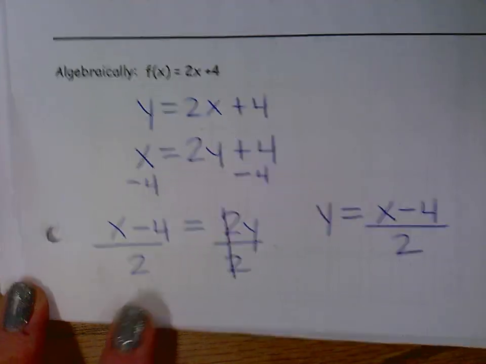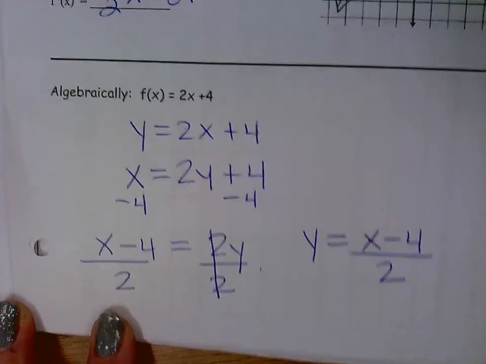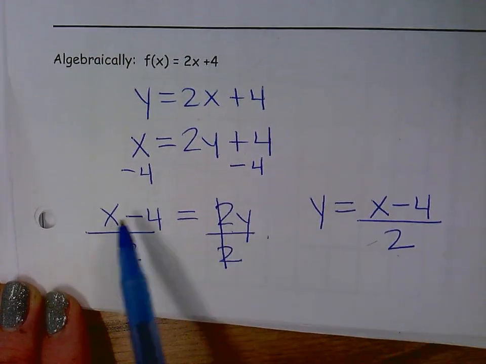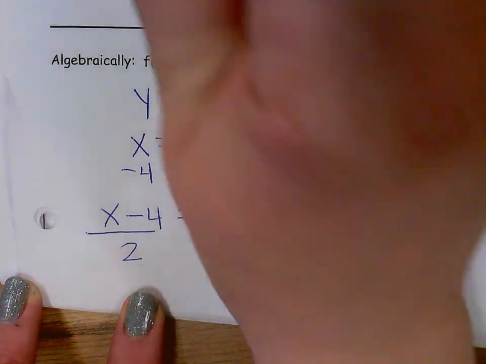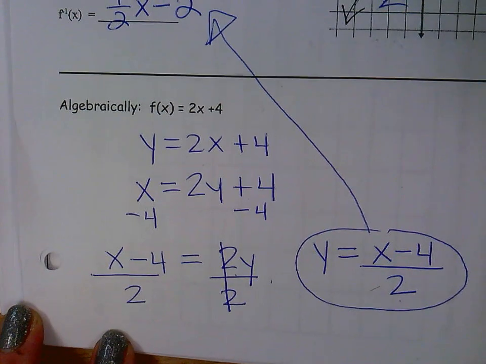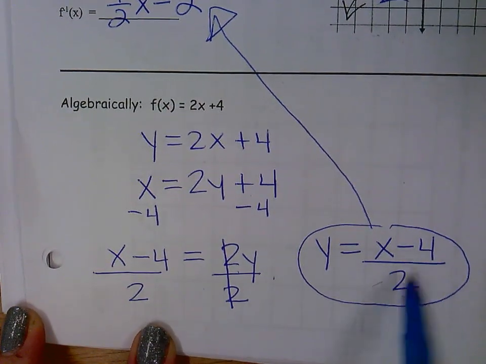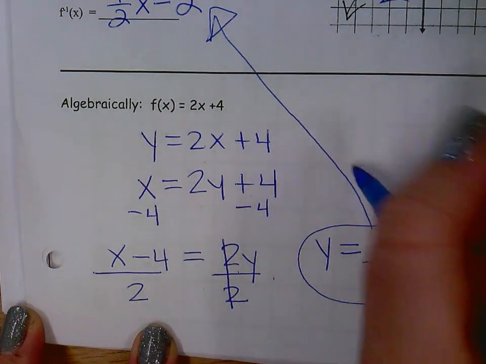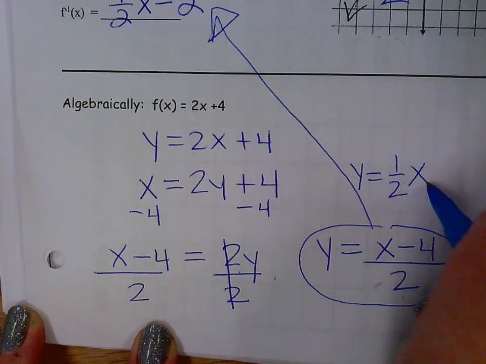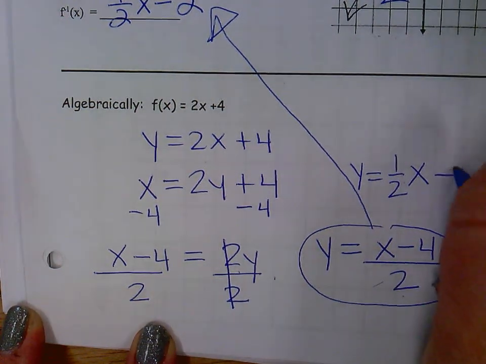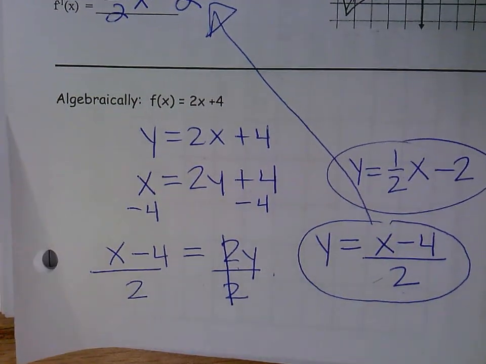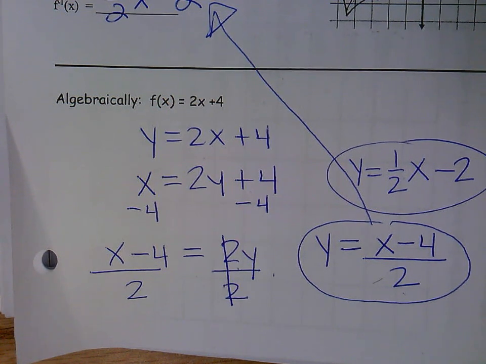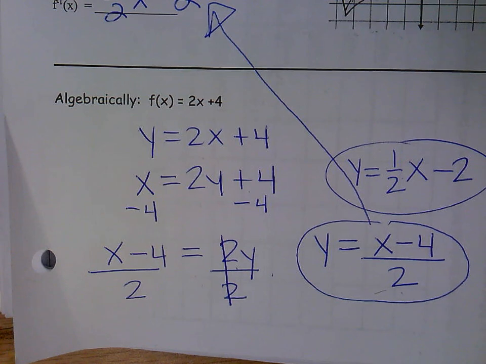That does not look the same to me, or is it? So I divided by 2, and I got this as an answer. Did I get the same answer that I got up above? Can you divide each of these by 2? So would you get 1/2 x when you divide x by 2? And would you get -2 when you divide -4 by 2? Get the same answer? So 3 ways: switch points, graph it, or write the equation with x and y switched.